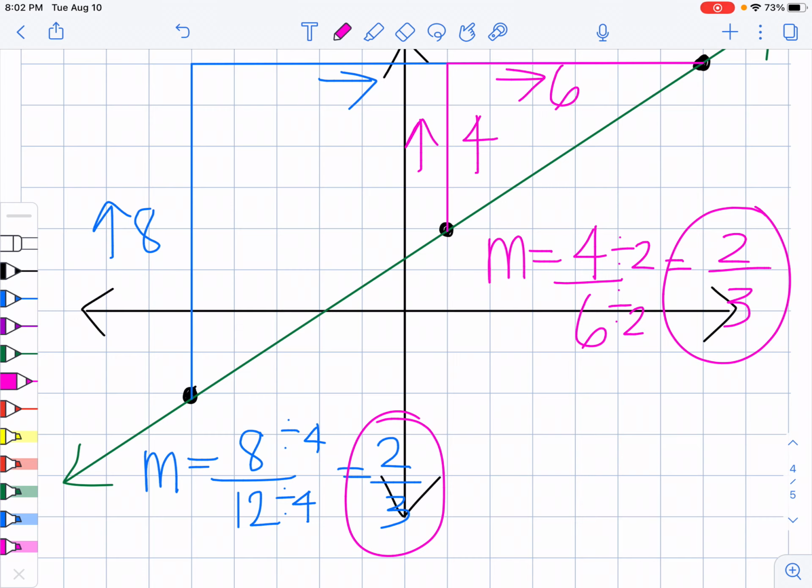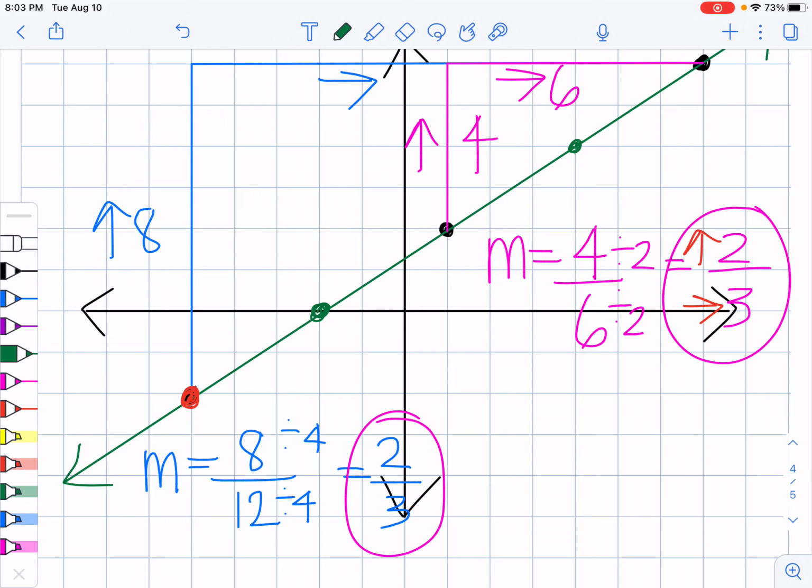And then the last thing that you can do is check. If the slope of my line is 2/3, that means I should be able to start at one point on my line, go up 2, right 3, and end up on my line. So if I go up 2, right 3, I end up on my line. Then I go up 2, right 1, 2, 3. I end up on my line. I go up 2, right 1, 2, 3. I end up on my line again.